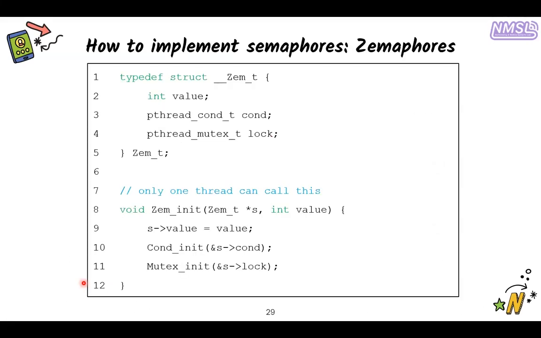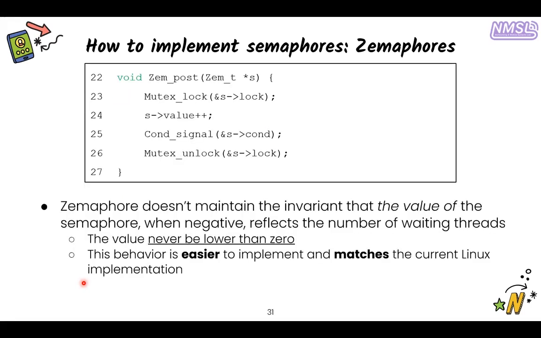The end of this section actually introduces something called semaphores that the author introduced. You can go through it quickly; I won't go into details. The only thing you should note about the semaphore is that it doesn't use the value of the semaphore to represent the number of waiting threads, because it doesn't have to. The value never goes lower than 0. So this is actually easier to implement, and the current Linux system actually uses this implementation. So yeah, go check it out.